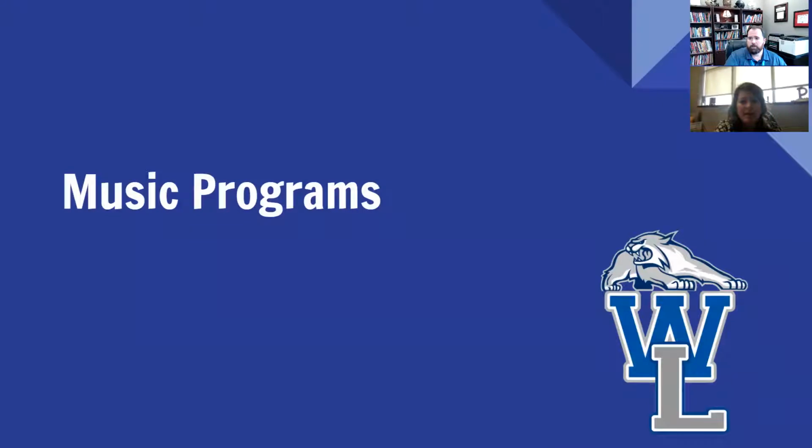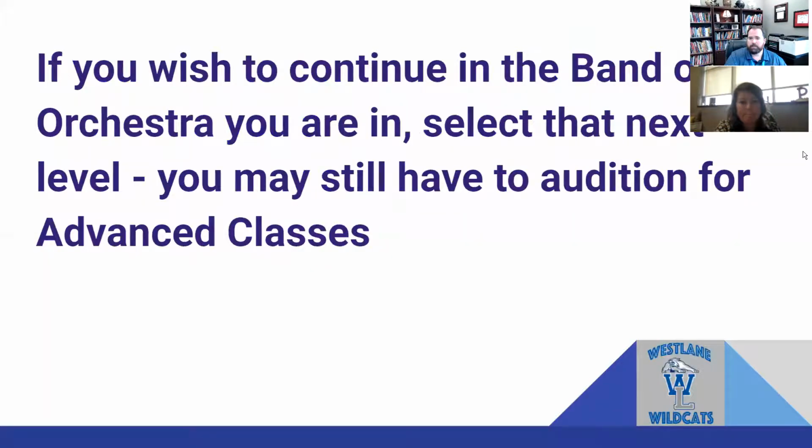All right, so our music programs. On these, if you wish to be in the band or orchestra next year that you're currently in, you just select the next level. Most of you were in beginning band classes this year, so for 6th graders, you would choose the intermediate course. And some of you were in the intermediate course, so you will choose the advanced classes.